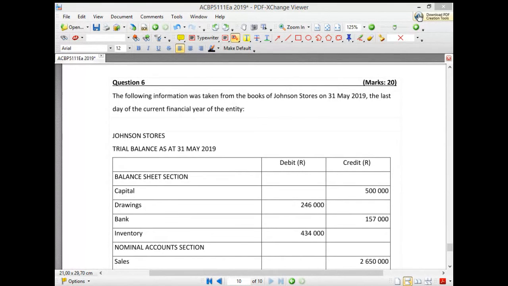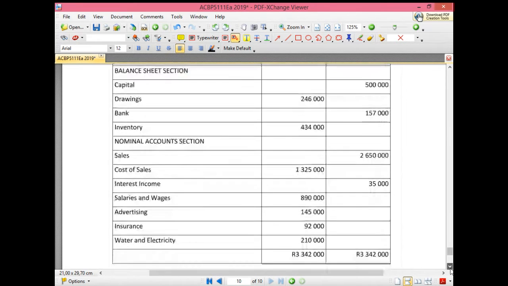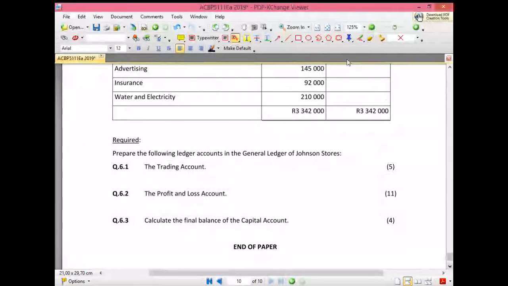Okay, welcome back, guys. So we're going to start with question 6 now. This is the last question in the exam paper. For this question, let's quickly see what is required. The first thing they asked you to do is the trading account.